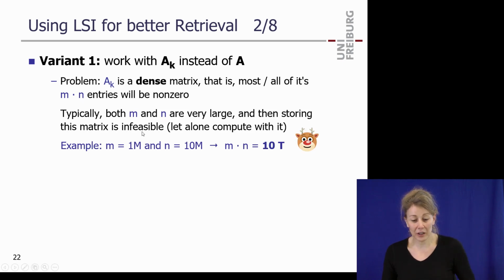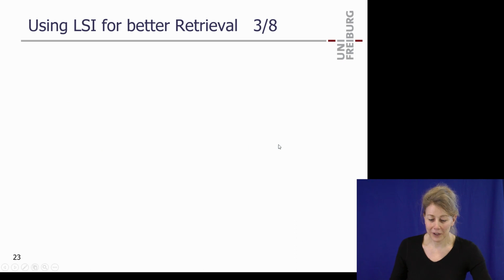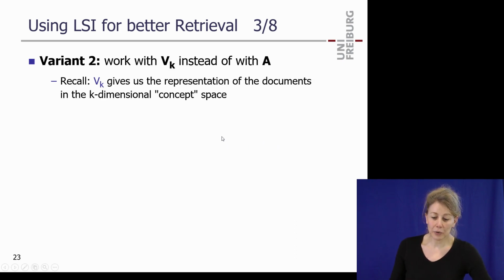So this is huge, right? Let's just say 1 million terms, 10 million documents. Now I have 10 tera. So if I have 8 bytes per entry, I would have 80 terabytes of data. You can forget it. So that's not practical. But what could we do?